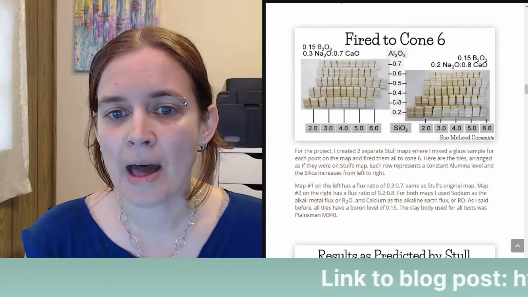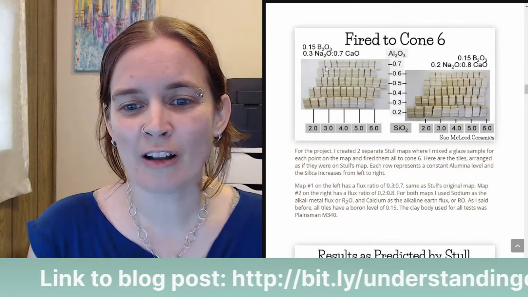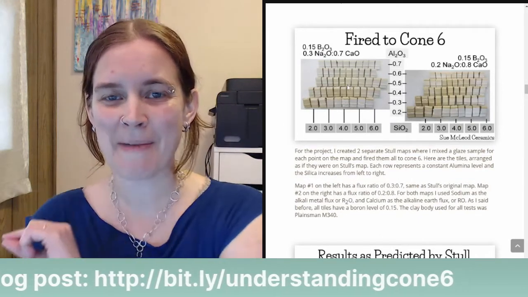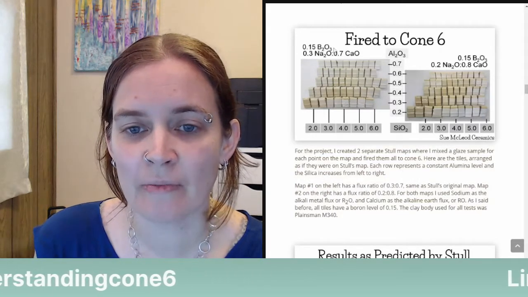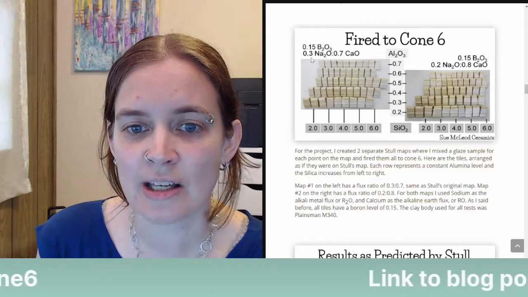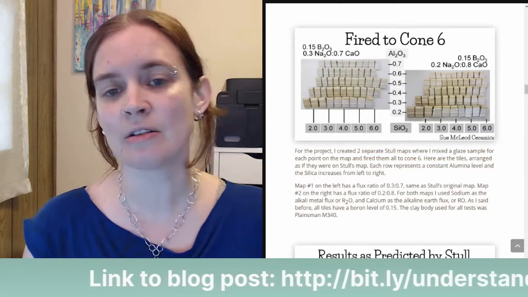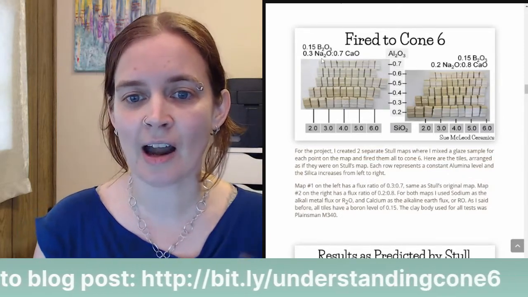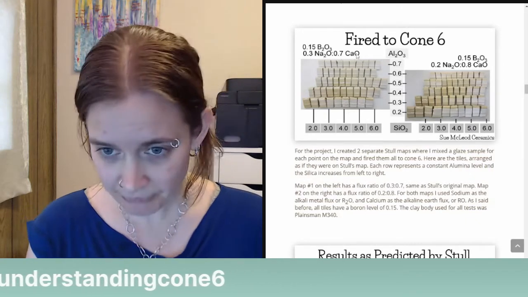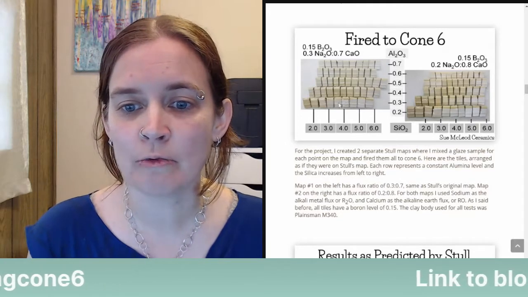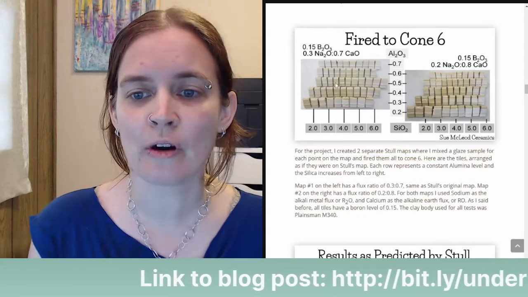So this chart here, you could imagine all of these test tiles are a point on the map. We've got our boron level at 0.15 boron, and then our flux ratio is 0.3. I used sodium. So Stull, in his original research, used potassium as his primary flux. I used sodium, 0.3 sodium to 0.7 calcium. And then here, this row of test tiles all have an alumina level of 0.3, and then 0.4, 0.5, 0.6, 0.7.